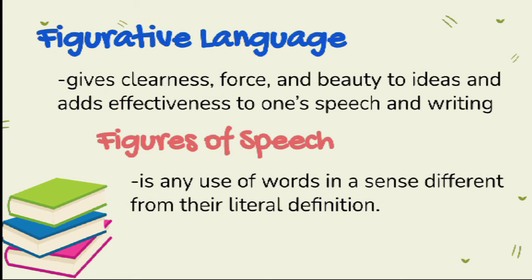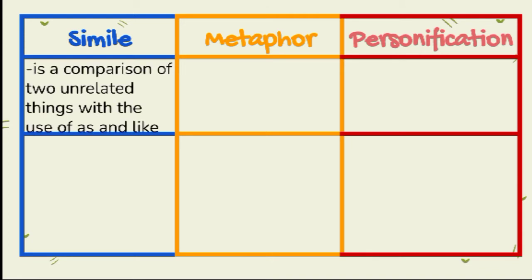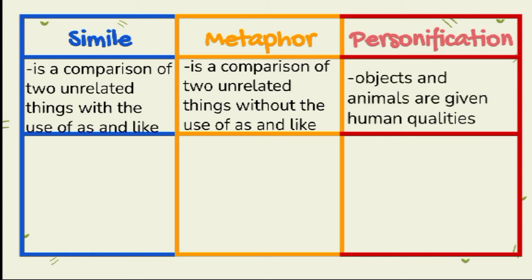So let us review the most common figures of speech. We have here simile, metaphor, and personification. Simile is a comparison of two unrelated things with the use of as and like. Metaphor is a comparison of two unrelated things without the use of as and like. While personification is when objects and animals are given human qualities.